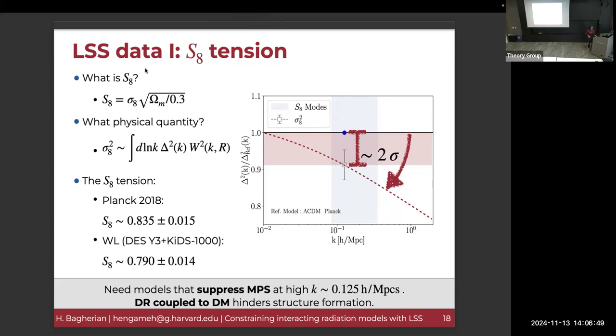But this is a little more complicated observationally. Measuring S8, yeah. The 0.79 is experimental. That's from the weak lensing.